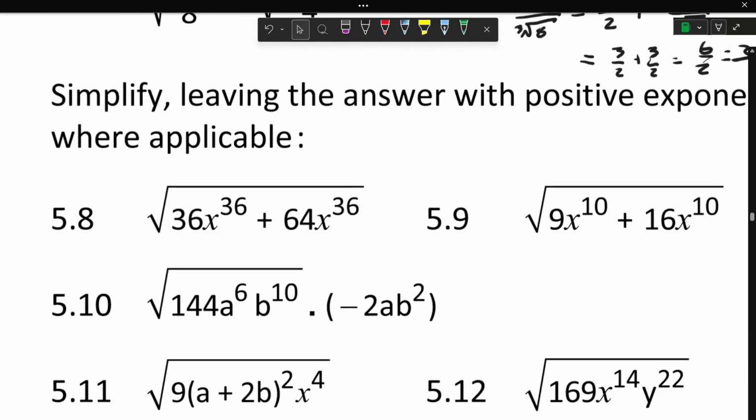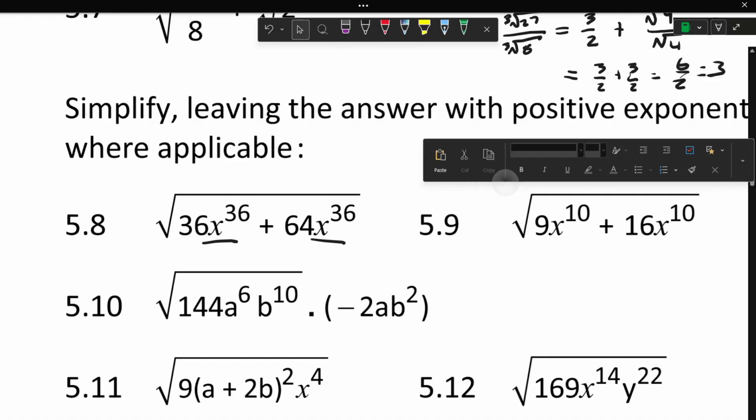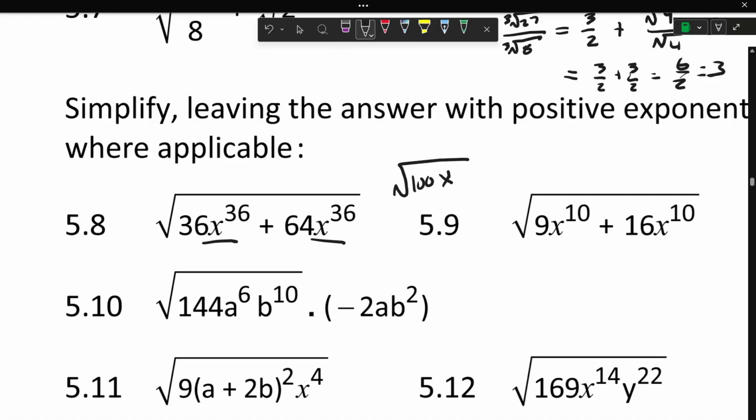36 x to the 36. We've got x to the 36, x to the 36. We can just add them. Simple as that. And then we're going to get 100x to the 36. The root of 100x to the 36 is going to be 10 root x to the 36. And we know a square root is just an exponent of a half. So it's going to be 10 x to the 36 over 2, x to the 18. Cool, guys.